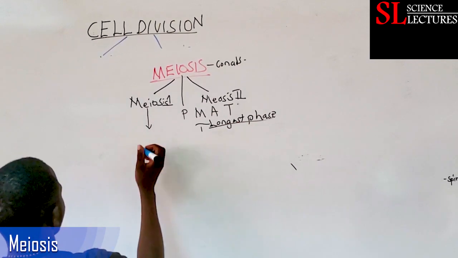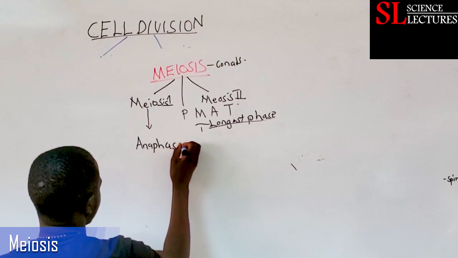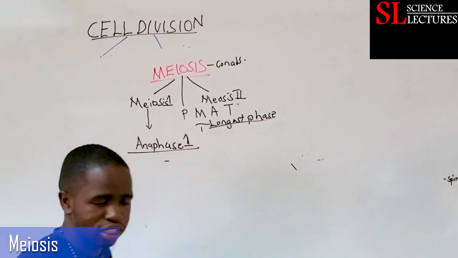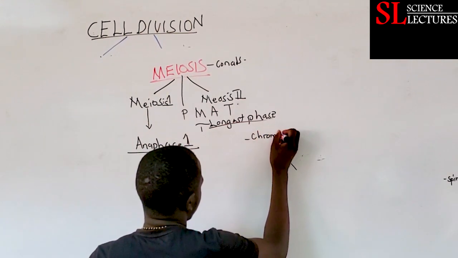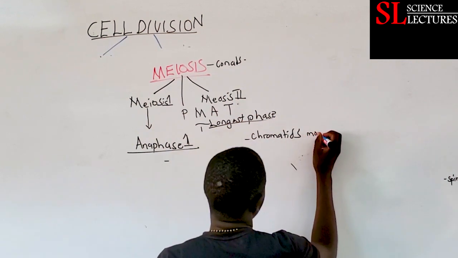Anaphase 1. We said ana means apart. So in anaphase 1, this time instead of having chromatids moving to opposite ends of the cell.